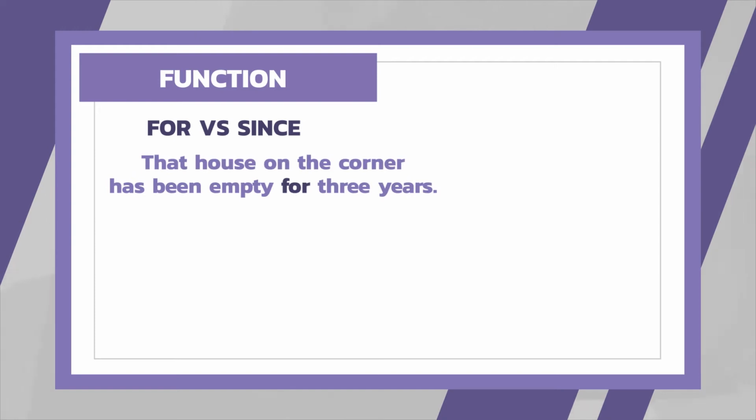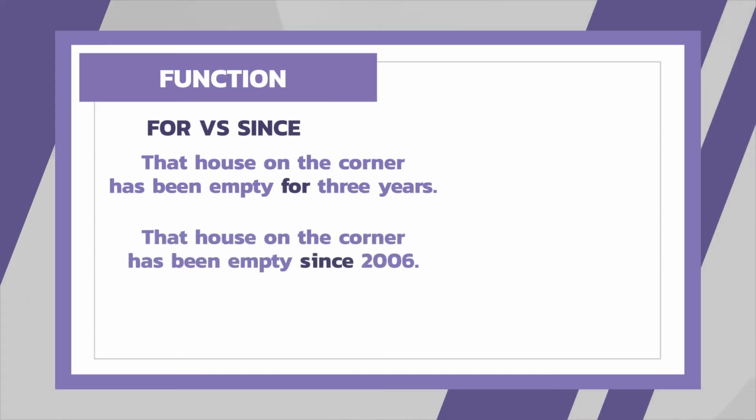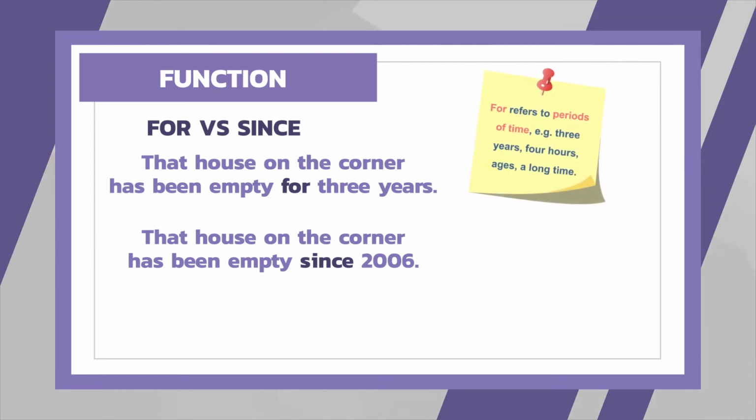Next, for or since. In present perfect tense, you will see two main words, I think, for and since. That house on the corner has been empty for 3 years. That house on the corner has been empty since 2006. Okay, let's compare and tell me the difference between for and since.